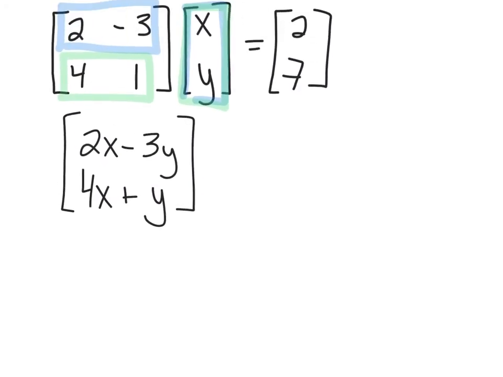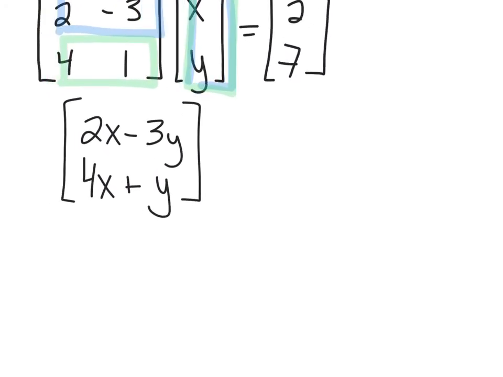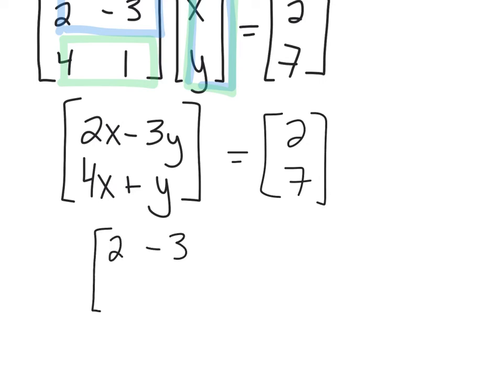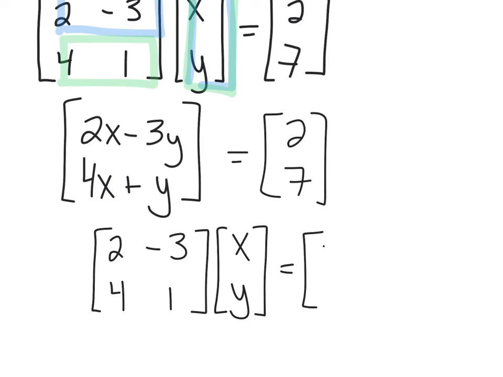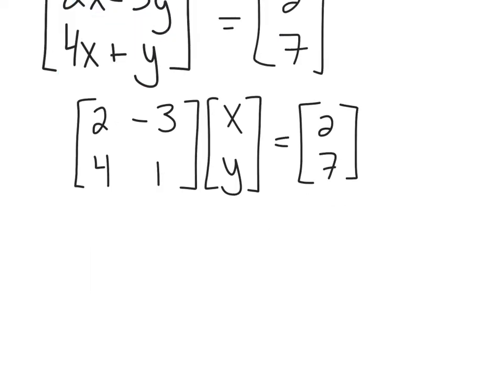So let's take a look at that again. And again, this was equal to 2, 7. So teasing it back apart, we get the coefficient matrix 2, negative 3, 4, 1, multiplied by the column vector x, y equals 2, 7. Now we're going to call this coefficient matrix the matrix A, capital A. We use capital letters for matrices.